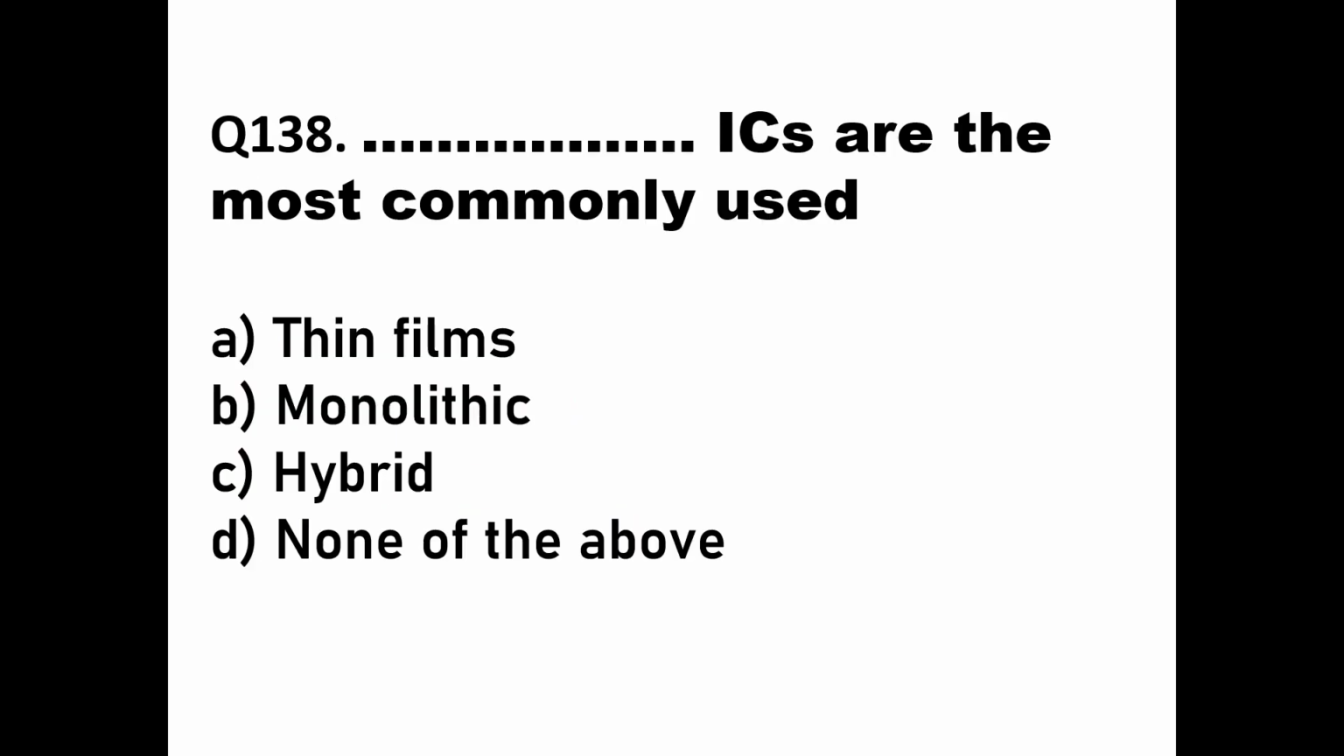Then we'll go to question number 138. Dash ICs are most commonly used, whether they are thin films or monolithic, or hybrid, or none of those. Okay, I think the most common ICs used are monolithic. So B should be your answer, monolithic. So monolithic ICs are the most commonly used.